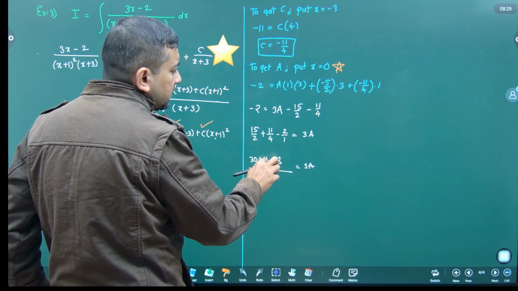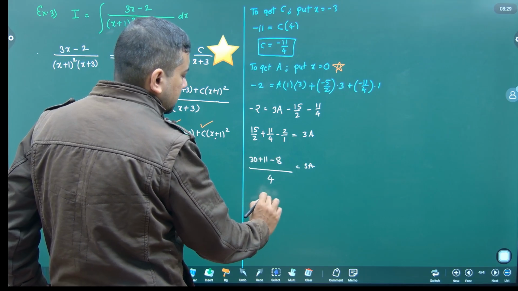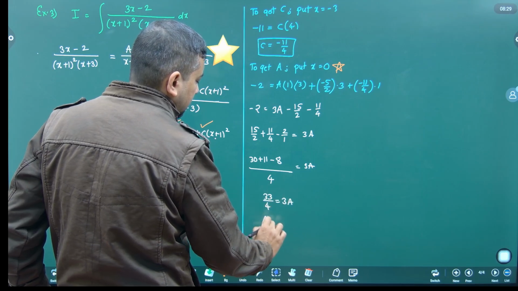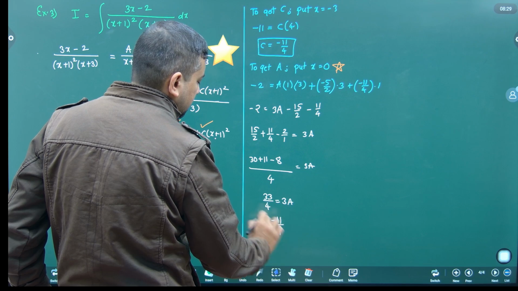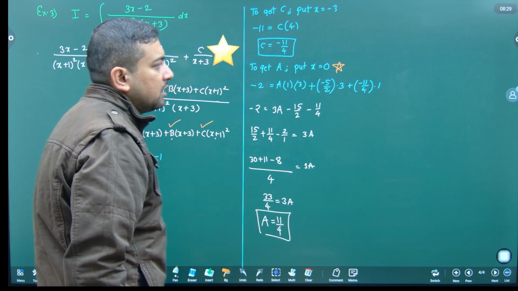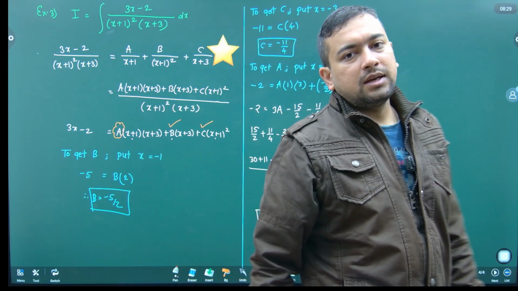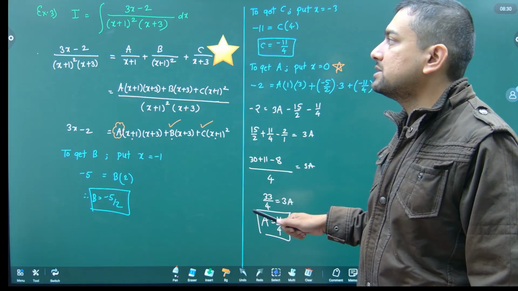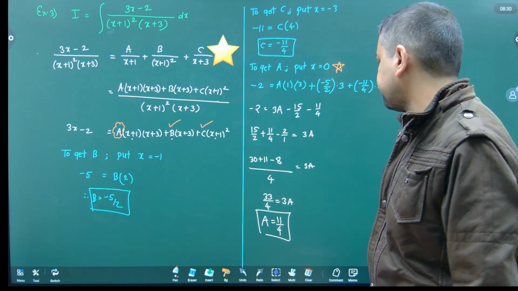Yes, this will be 3. 30 plus 3, 33 by 4 is equal to 3A. What about A? It will be 11 by 4. Okay, is the procedure clear? So this is how you will find the values of A, B, C in type number 2.